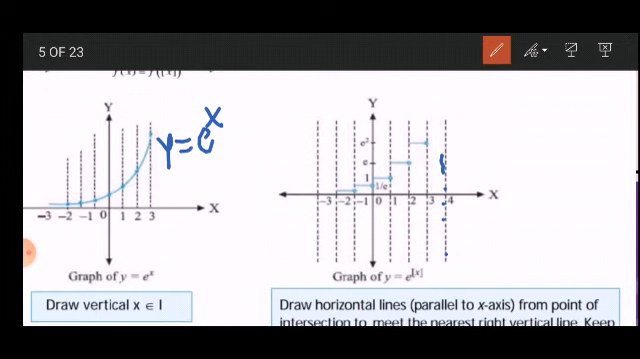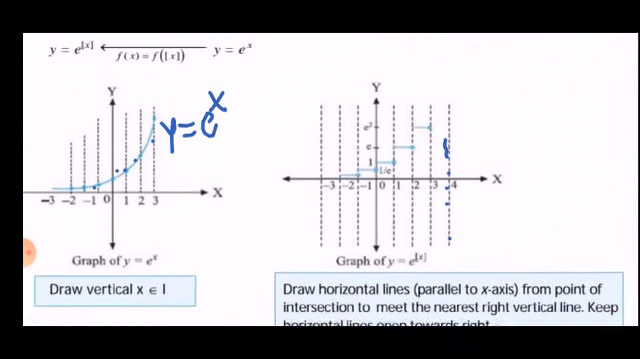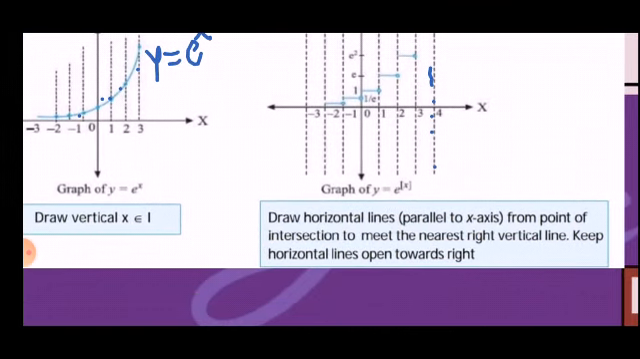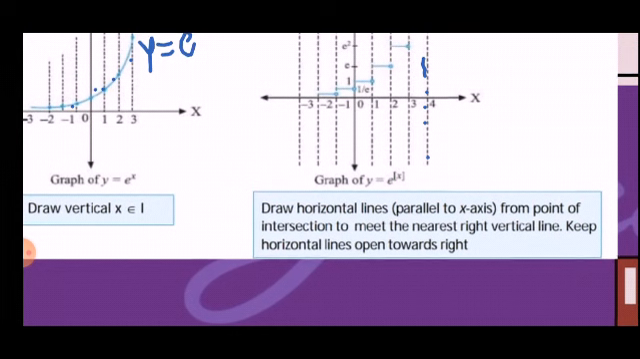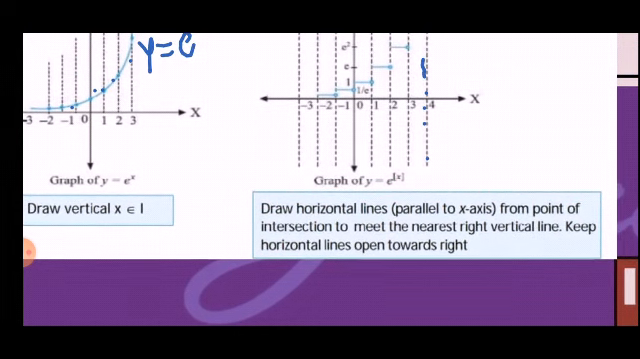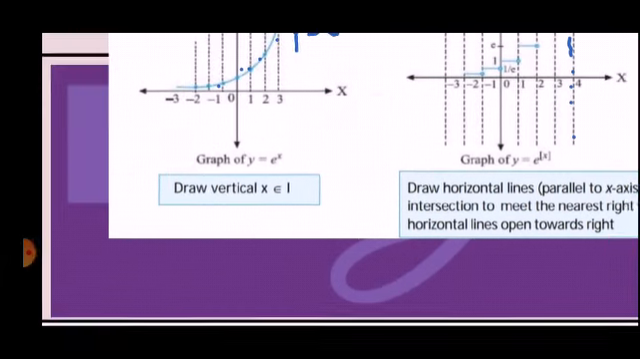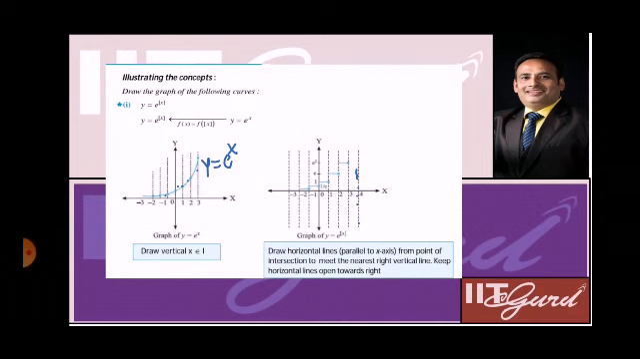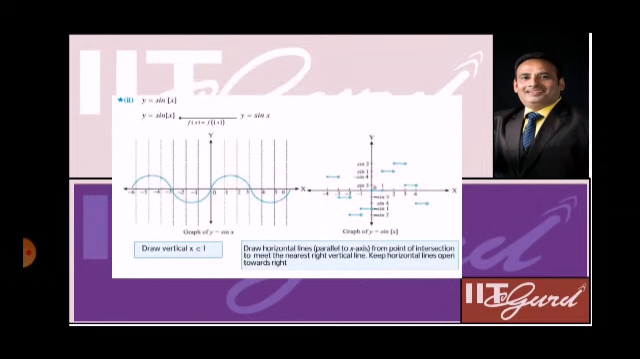And then after we have marked these integer points, we join them with the previous integer points, and this is the way to draw y equal to e power [x]. Draw the horizontal line parallel to the x-axis from the points of intersection to meet the nearest right vertical line. Keep horizontal lines open towards the right. This is the way to draw y equal to e power [x].